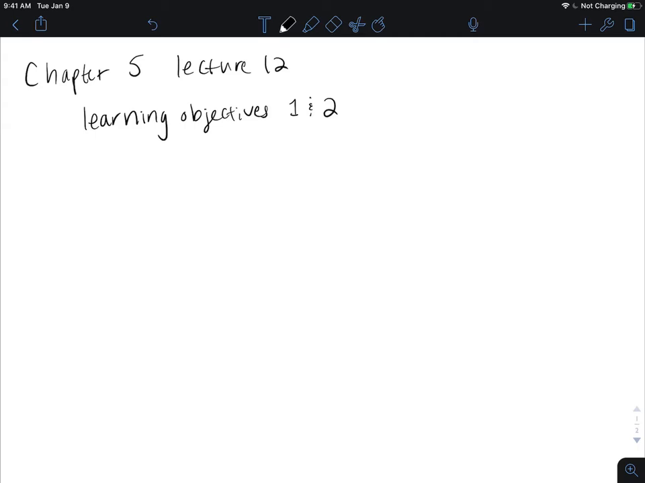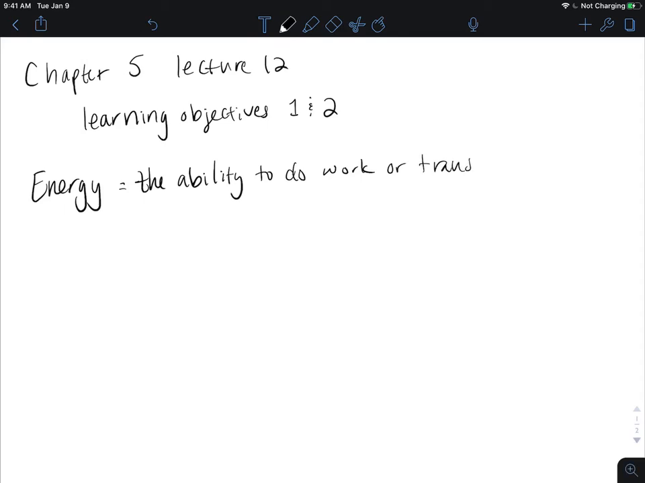So let's just go ahead and get started looking at energy, which is what this chapter is all about. And this is the ability to do work or transfer heat. Okay, and then within here we have our work, which is the push and pull of an object.